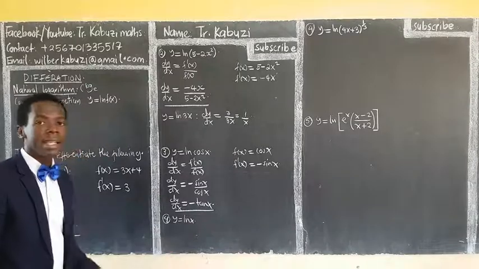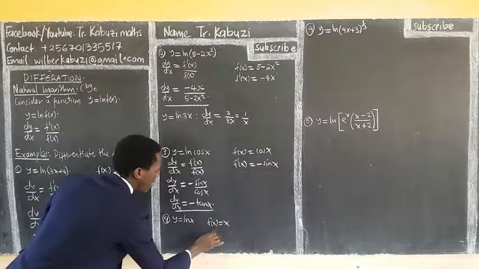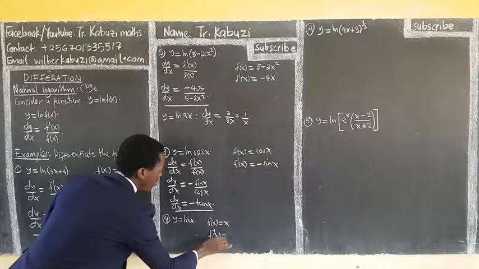Now this one I think is very easy. The function f of x is x. Its derivative is 1.